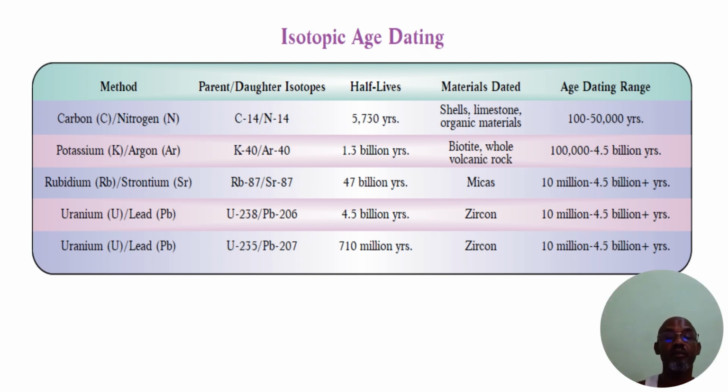Half-life for carbon is 5,730. Of course, usually for calculation we use 5,700. For potassium 40, 1.3 billion years. Rubidium 47 billion years. Uranium 4.5 billion years. Uranium 238. Uranium 235 710 million years.